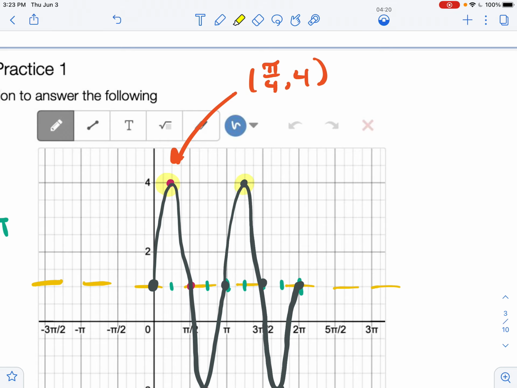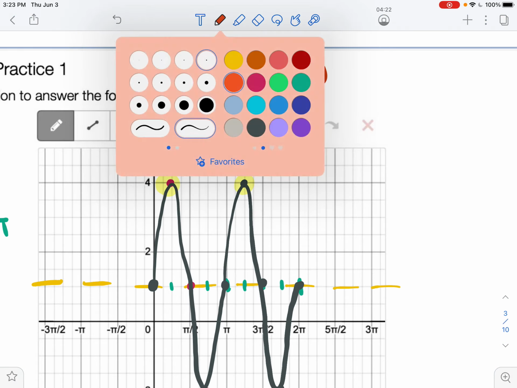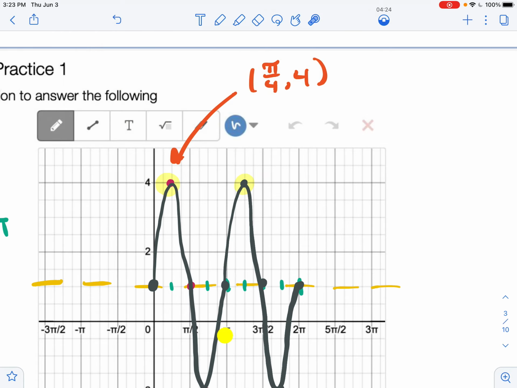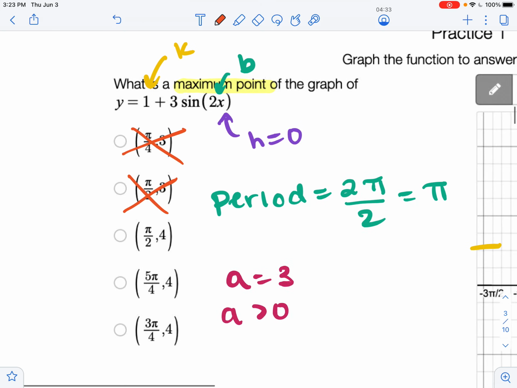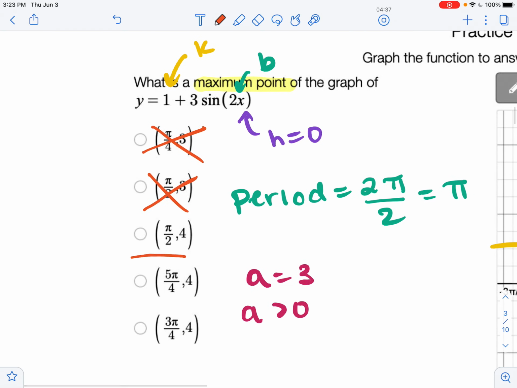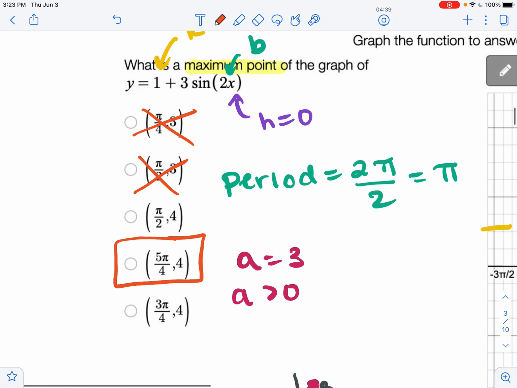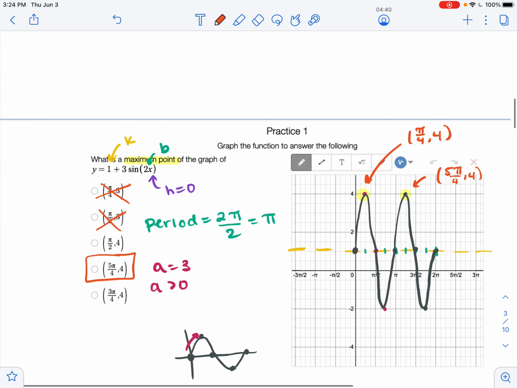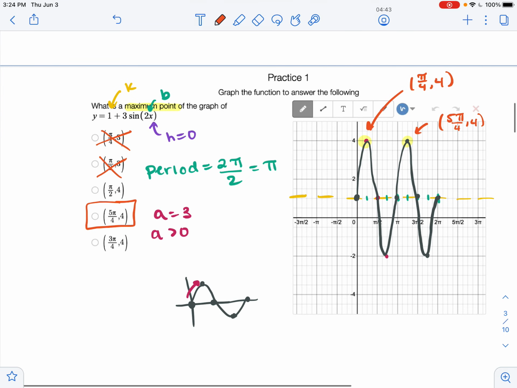What that introduces is another maximum point. That maximum point has an x value in between pi and 3 pi over 2. Thinking to my unit circle, I can easily identify that as 5 pi over 4, comma 4, which is answer choice D for me. Okay, so 5 pi over 4, comma 4 is our answer to practice 1.